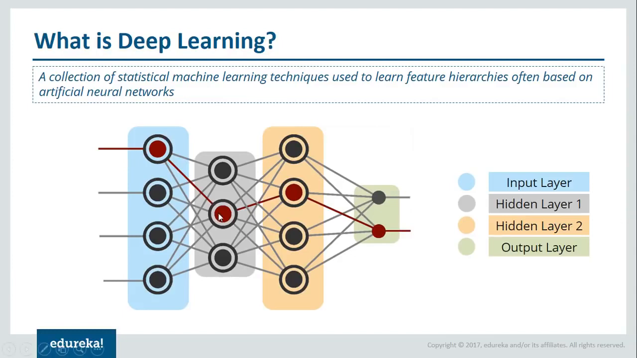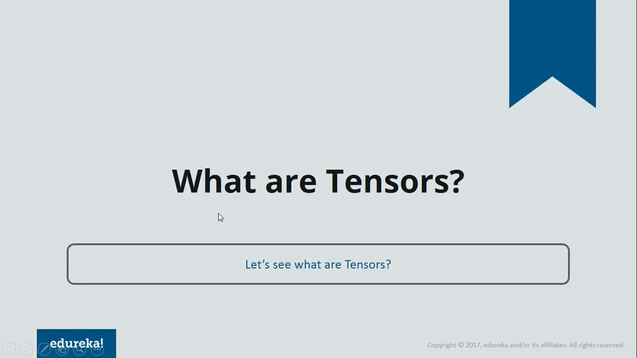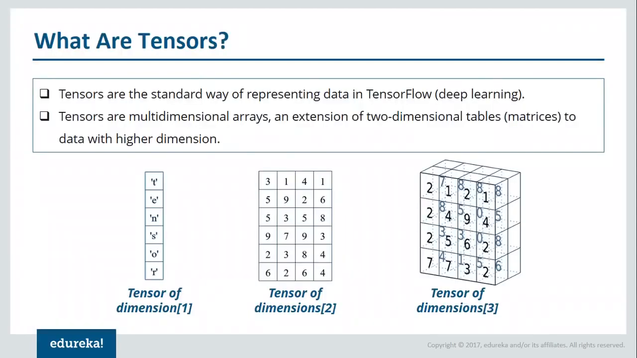Alright, so let's move forward, guys. Now basically we use TensorFlow for implementing deep learning models. In TensorFlow, data is represented in the form of tensors. So let's understand that first.